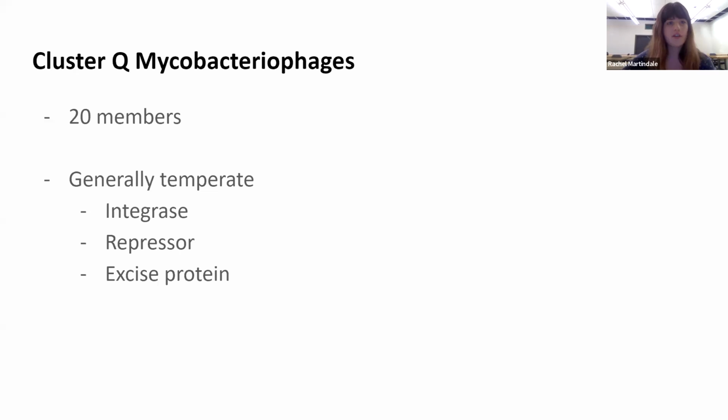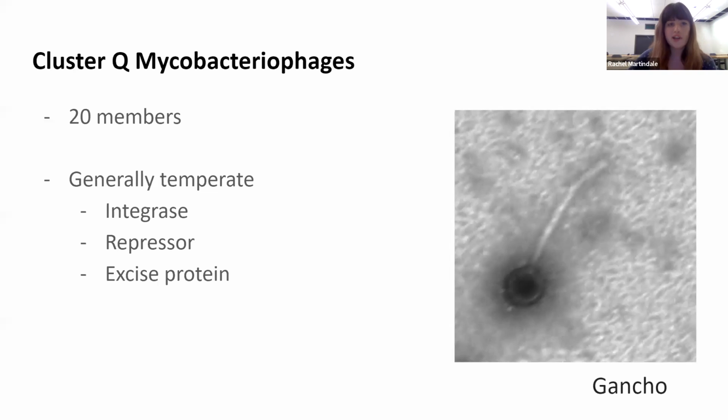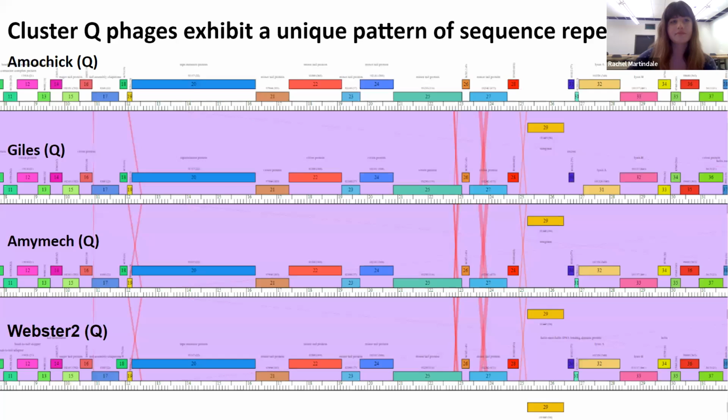So we focused our project on cluster Q mycobacteriophages. There are 20 members, one of which, Galancho, was actually isolated at CU Boulder. And cluster Q phages are normally temperate, so they can integrate their DNA into bacterial DNA. So when we look at their genomes, we expect to see an integrase, a repressor, and an excised protein.